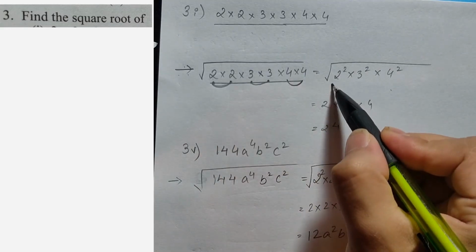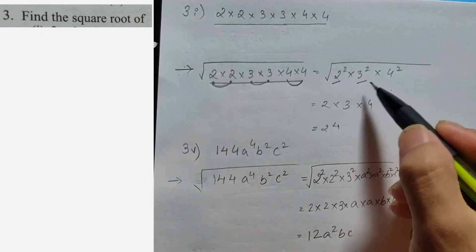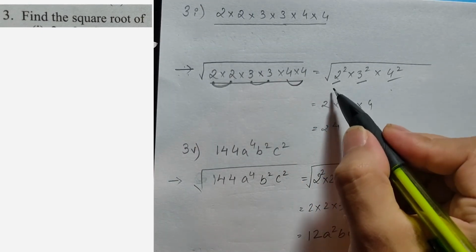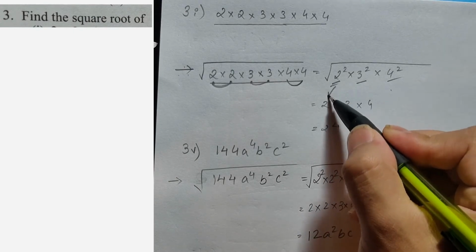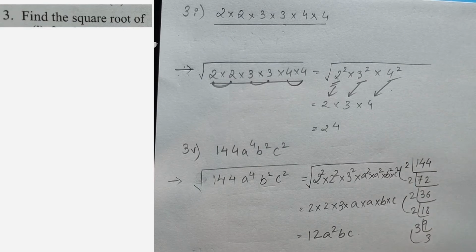Now we know 2 into 2 means 2 square, 3 into 3 means 3 square, 4 into 4 means 4 square. So from here 2 square will come out as 2, 3 square will come out as 3 and 4 square will come out as 4.